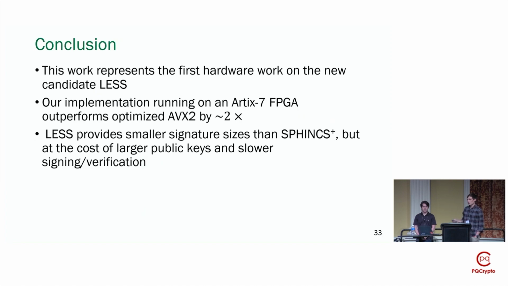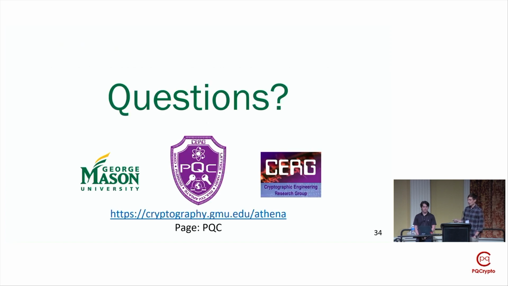So in conclusion, this work has presented the first implementation of this algorithm LESS, which is based on a new hard problem, the linear equivalence problem. Our implementation is able to improve over the software implementation by a factor of about 2 times. And comparing to SPHINCS+, while the signature sizes are slightly smaller, that does come at the cost of larger public keys and slower signing and verification. So that concludes our talk. If there are any questions, we'll welcome them.